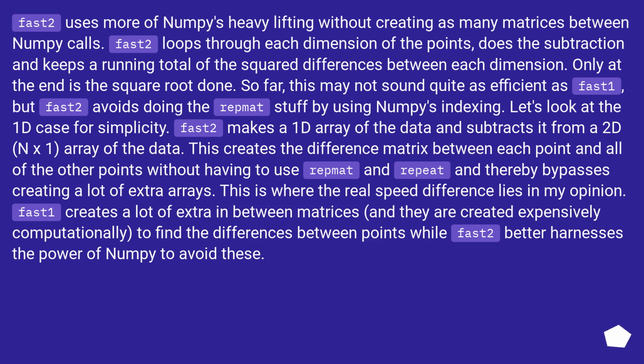Fast2 makes a 1D array of the data and subtracts it from a 2D Nx1 array of the data. This creates the difference matrix between each point and all of the other points without having to use repmat and repeat, and thereby bypasses creating a lot of extra arrays. This is where the real speed difference lies, in my opinion. Fast1 creates a lot of extra in between matrices, and they are created expensively computationally to find the differences between points, while Fast2 better harnesses the power of NumPy to avoid these.